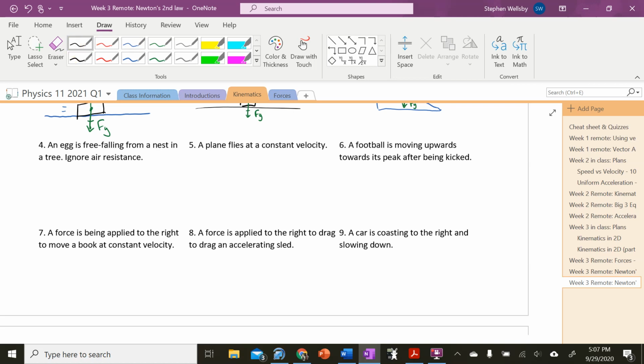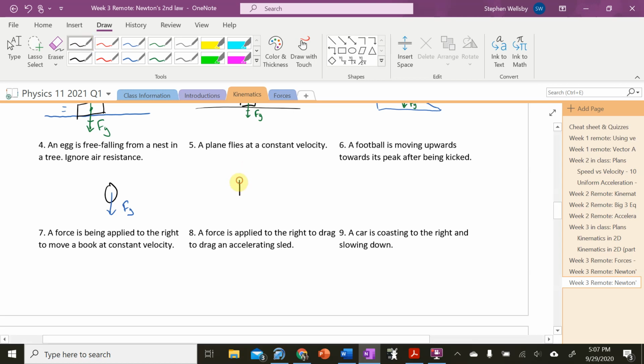Okay, so we're back. Hopefully you have paused it. Hopefully you've given it a try. Let's take a look at these ones here. Here's an egg, and it's free falling. So we have the force of gravity, and that is it. We're ignoring air resistance.